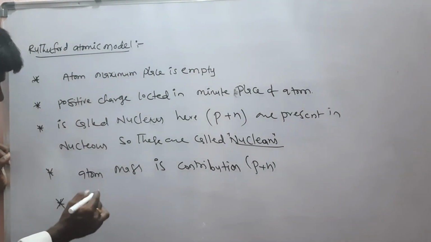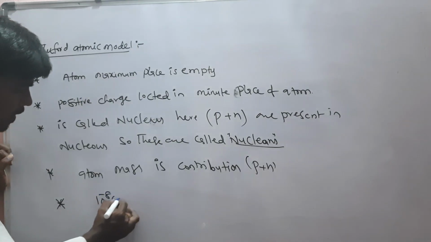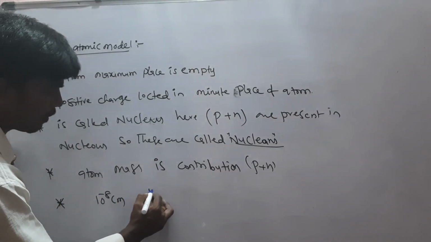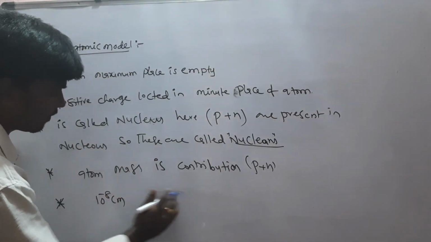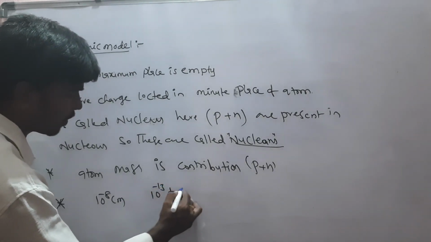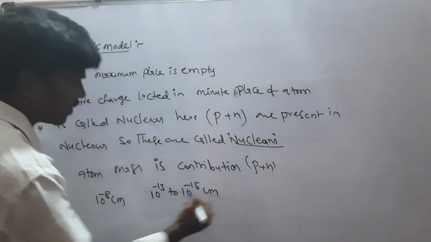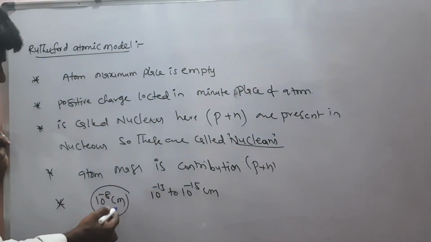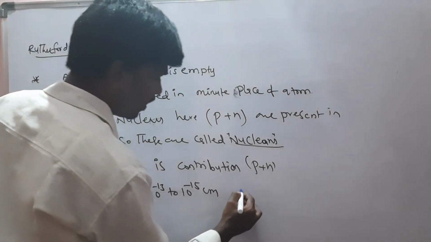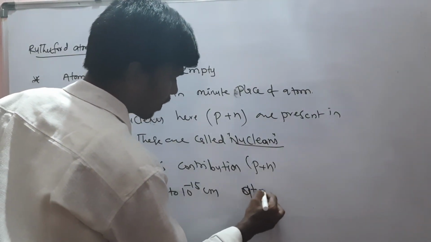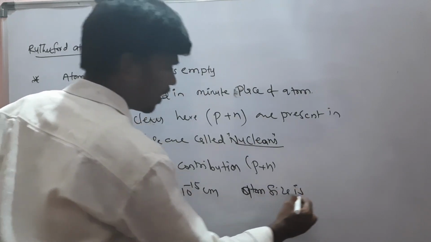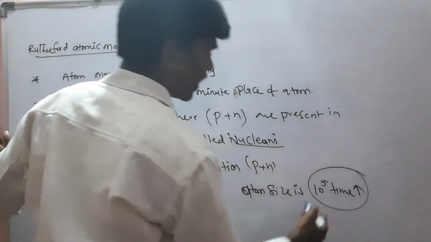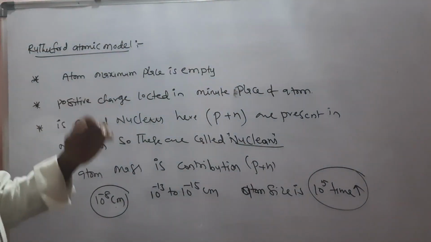Actually the atom diameter is 10 to the power of -8 centimeter. In such case the nucleus diameter is 10 to the power of -13 to 10 to the power of -15 centimeters, right? When you take the ratio of atom diameter and nucleus diameter, the atom size is 10 to the power of 5 times greater compared with the nucleus. So these are some postulates.